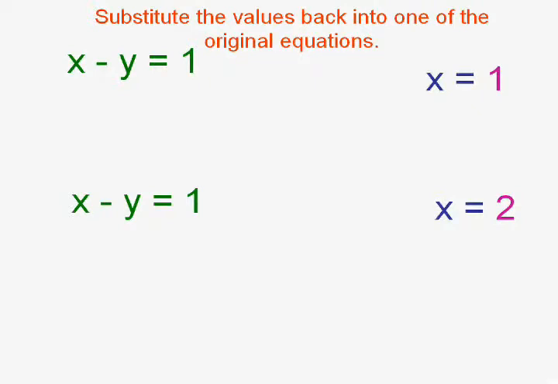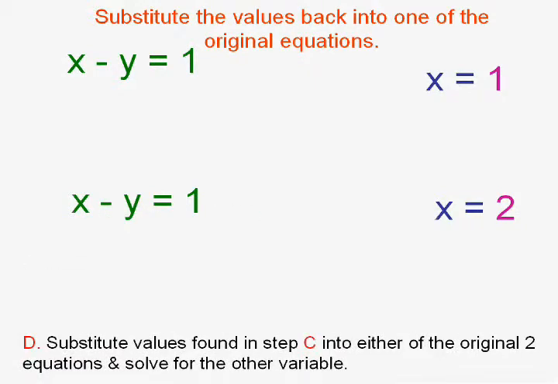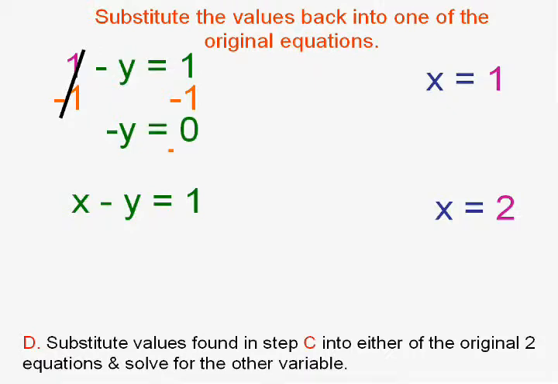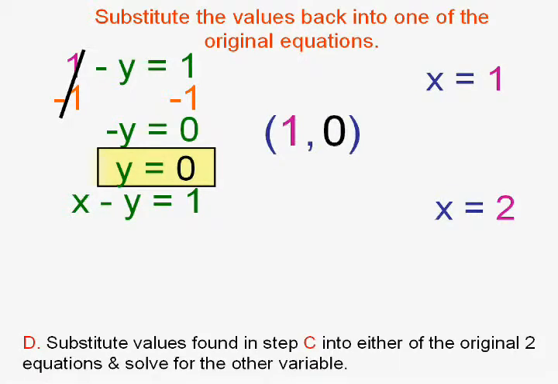Now I need to substitute, I'll do it separately, each of those x's into the other equation and find y. Well, since I have 2 points of intersection, I have to do 2 separate substitutions. So I'll put 1 in instead of x and solve for y. Subtracting 1, I get negative y equals 0. And if I divide by -1, y is 0. So in that case, I end up with the point 1 for x and 0 for y. That's one point of intersection.